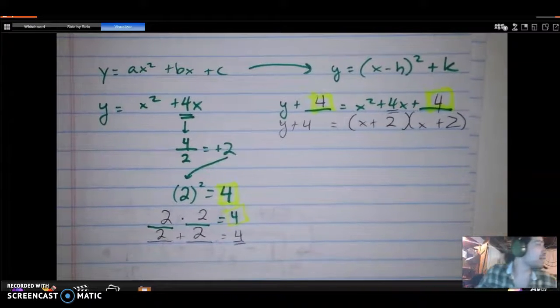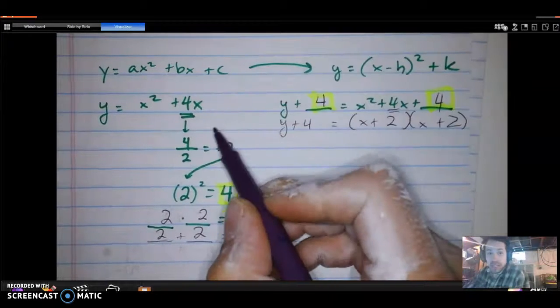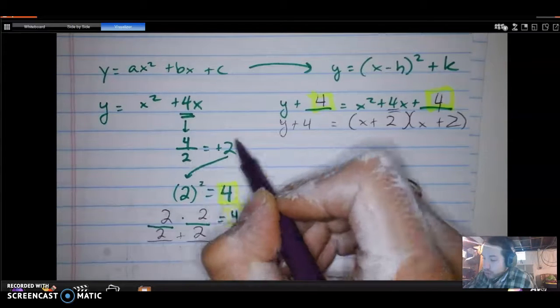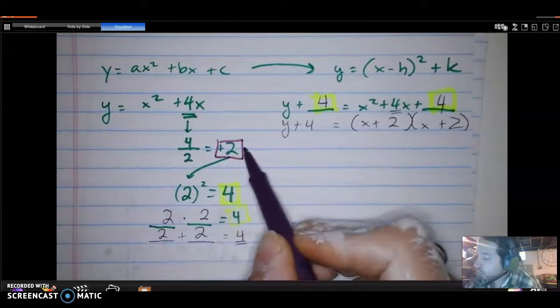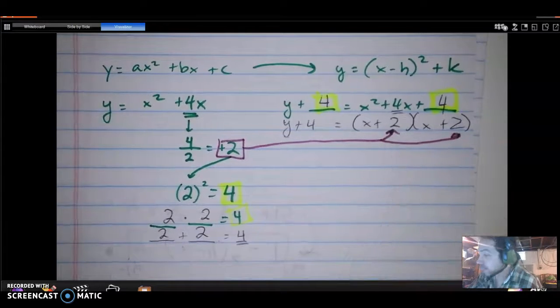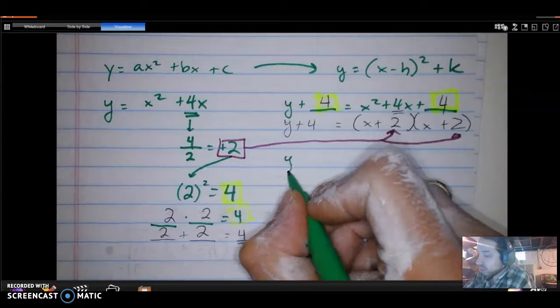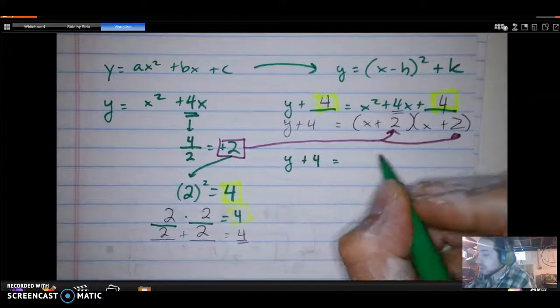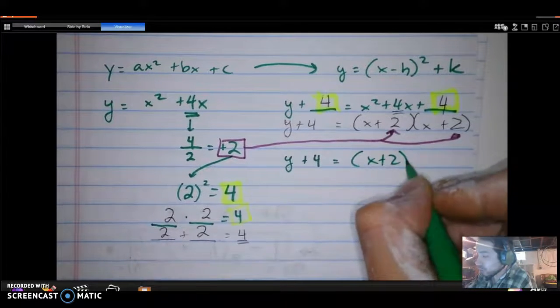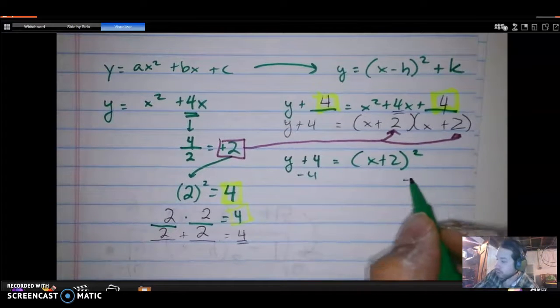Now, another way we can kind of shortcut this, let me grab a different marker. Another way, the shortcut Miss Hevel was talking about, is the number when we divide this 4 by 2. This number here is always going to be these factors because the factors have to be the same in completing the square. This gives us y plus 4 is equal to (x plus 2) squared. Again, why we call it completing the square. Now to get y equals, we just subtract 4.